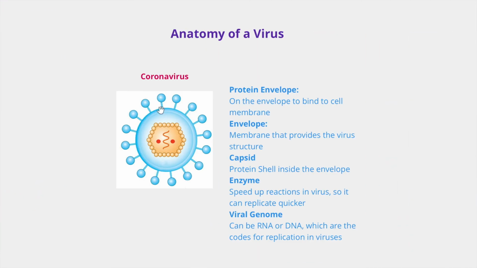Then there is the envelope, which is this circular layer. And it is made out of the same material as the cell membrane, so it helps viruses avoid detection by the host cell's immune system.